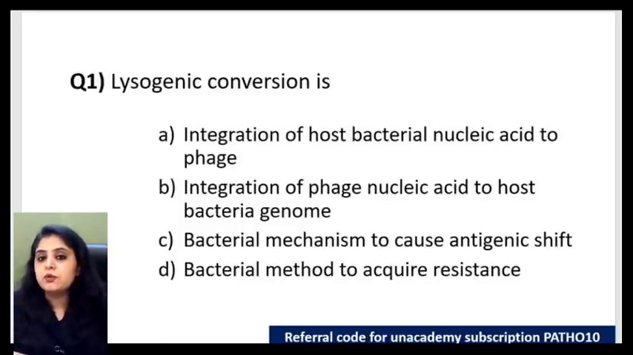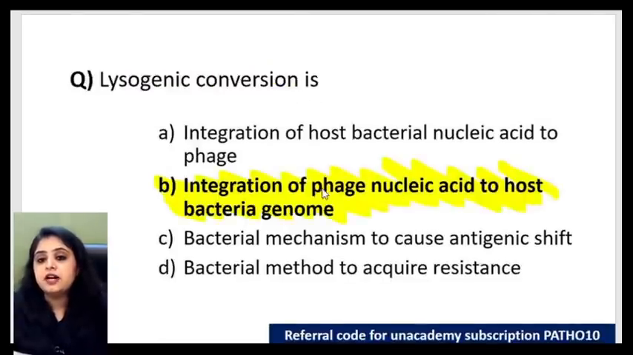Okay, question number 1. Lysogenic conversion is: integration of the host bacterial nucleic acid into the phage, integration of phage nucleic acid into the host, a bacterial mechanism to cause antigenic shift, or a bacterial method to acquire resistance? I hope you remember lysogenic conversion. The daughter bacteria were getting some new properties. Why? Because the phage nucleus and the host genome were getting fused.